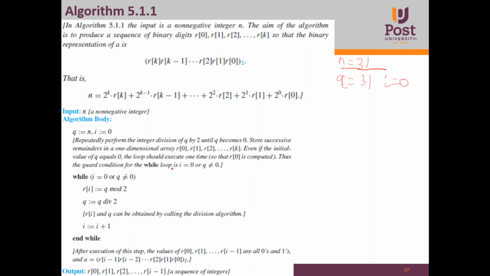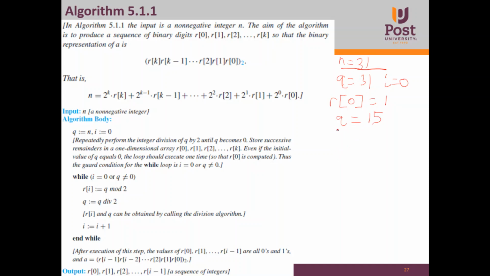So now when we go into a while loop down here, we will have r sub i. So this will be r sub 0. This will be equal to this number 31 divided by 2. And we want the remainder of that. So 31 divided by 2, the remainder of that will be 1. The quotient itself is how many times that goes in evenly, which will be 15.